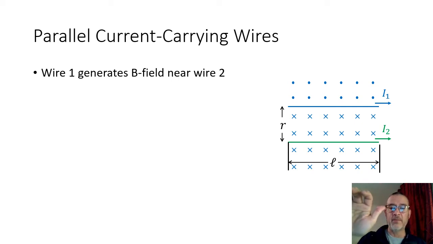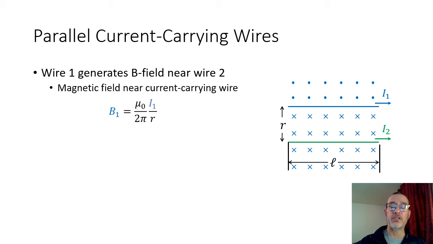That means on the top of the wire, the magnetic field is coming towards me, and on the bottom of the wire, the magnetic field is going away. So the magnetic field is going to form X's below the wire, below wire 1. So I have X's below wire 1 in the region of wire 2. So wire 1 generates a magnetic field near wire 2.